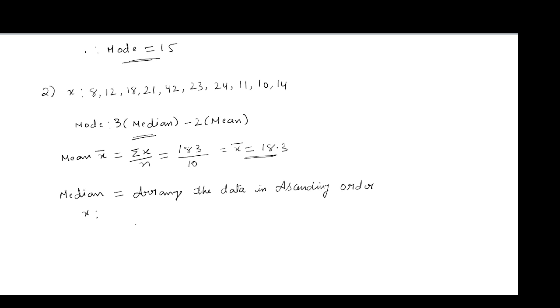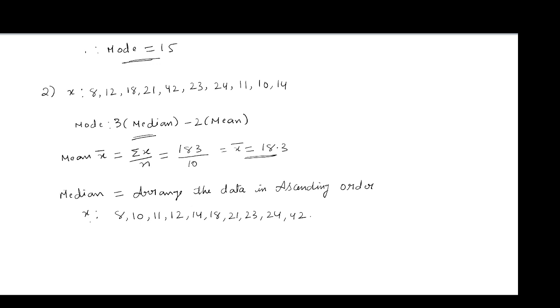So I am arranging the data in ascending order. My first value becomes 8. Next smallest value is 10, 11, then 12, then 14, 18, 21, 23, 24 and 42. So 1, 2, 3, 4, 5, 6, 7, 8, 9, 10. Yes, I have 10 values.